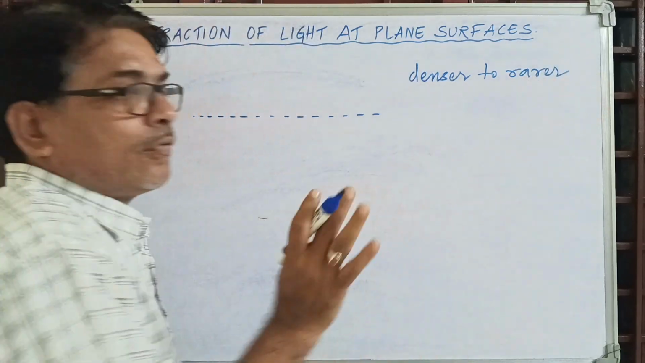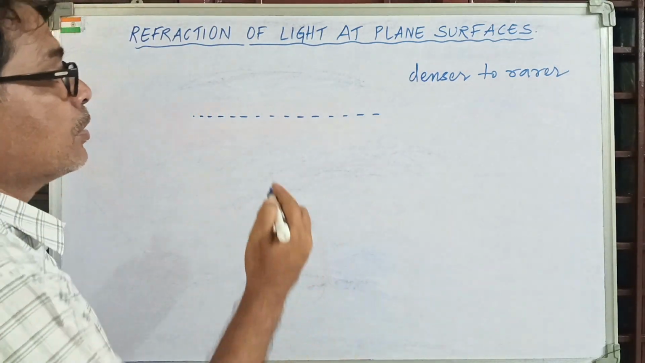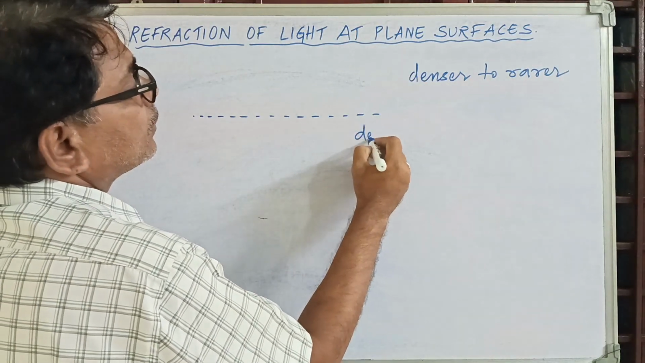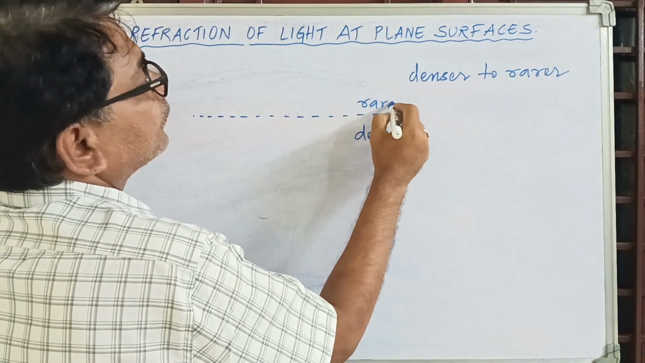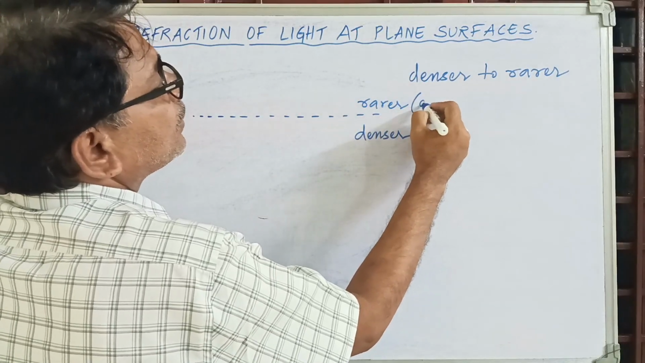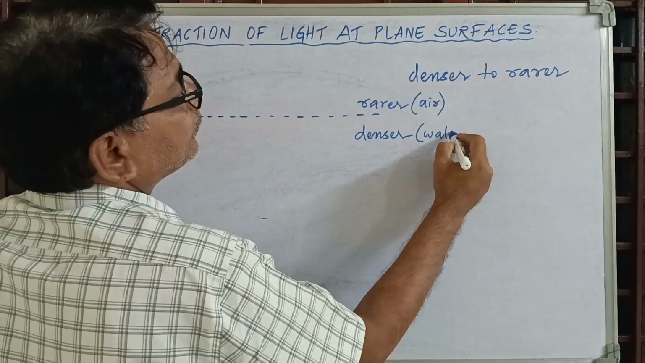Very clear, not from rarer to denser. No, it is from denser to rarer. So let us take this as denser, and this is rarer. What does rarer mean? Air, you can consider air. Denser means you can consider water.